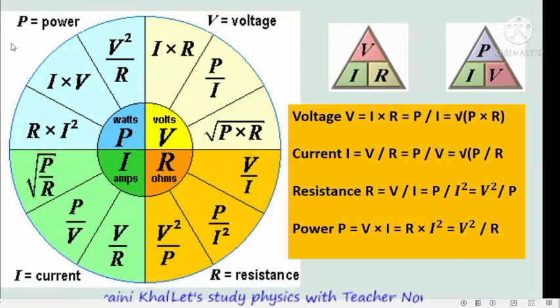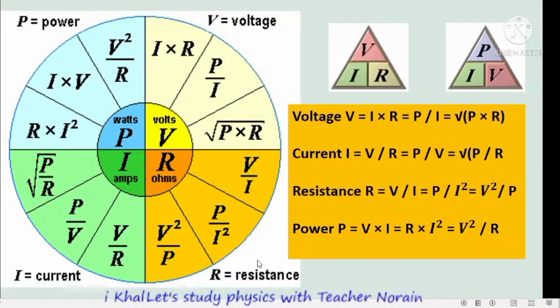So this is a summary of the formula just now. If you play with the formula to produce other formulas, for example, power in watt can be determined by using these formulas: V squared divided by R, I times V, R times I squared. That one we already discussed just now.